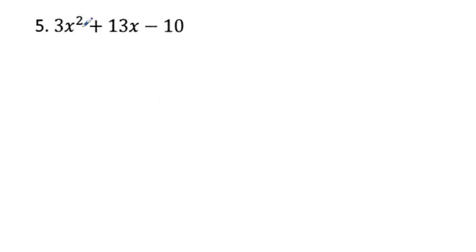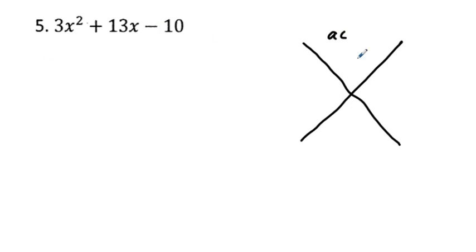Next, problem 5. Again, do we have a common factor here? No. So we're going to go to our x method here. We put AC up top. Well, AC is going to be 3 times negative 10, or negative 30. And then we have B down below, which is 13. So what two numbers multiply together to equal negative 30, but add together to equal 13? Well, I'm thinking you're going to have plus and minus again. So what about 3 and 10? Will that work?